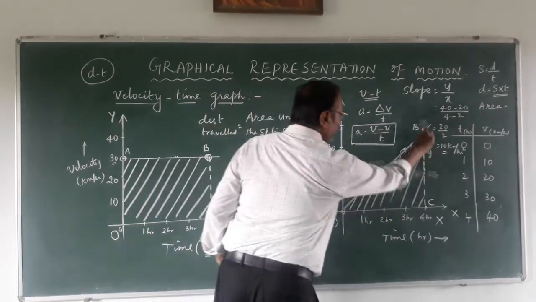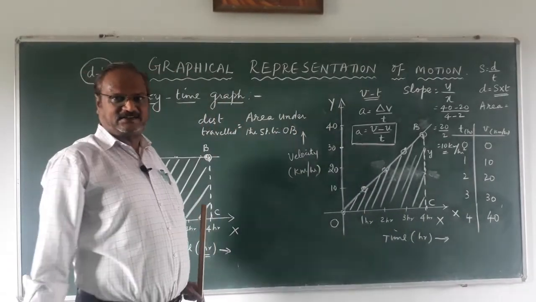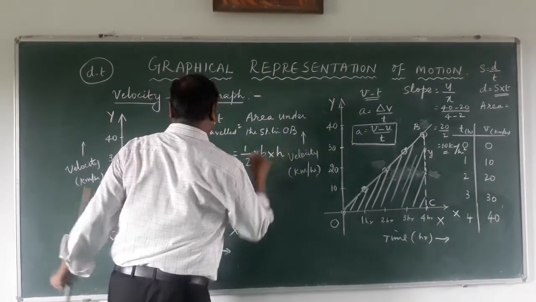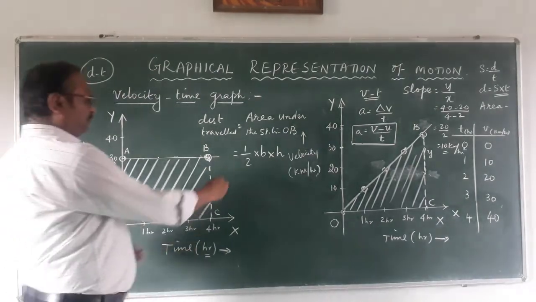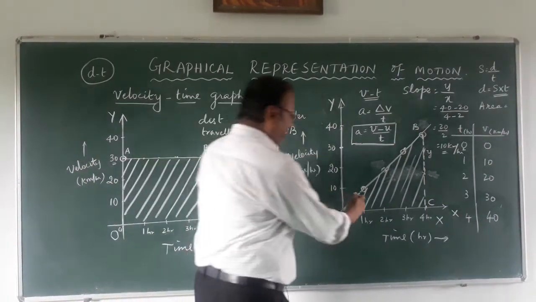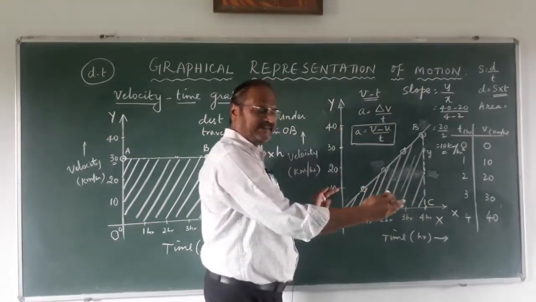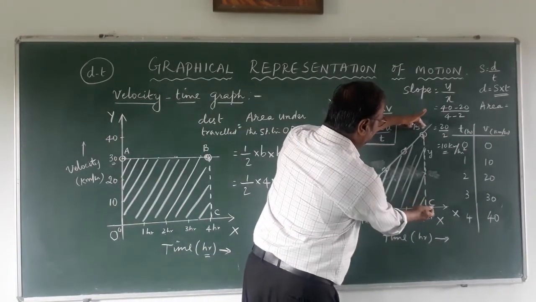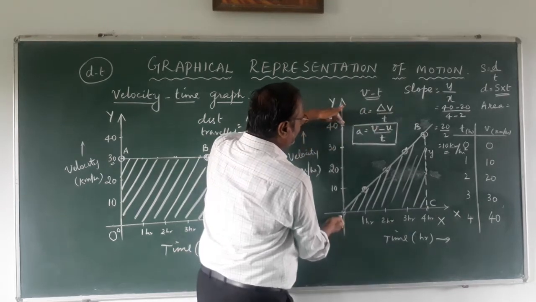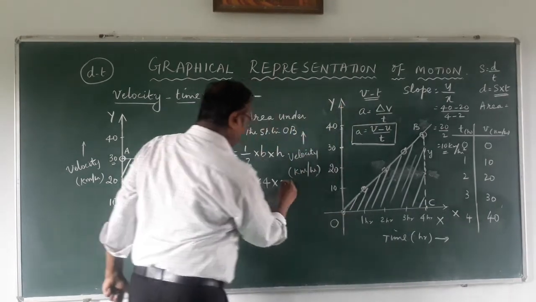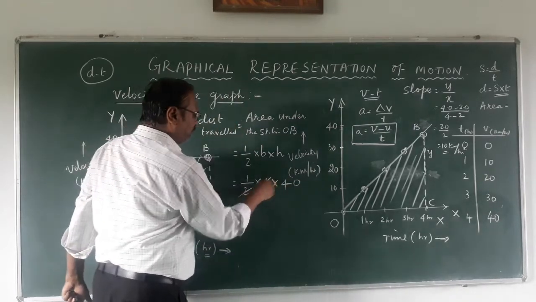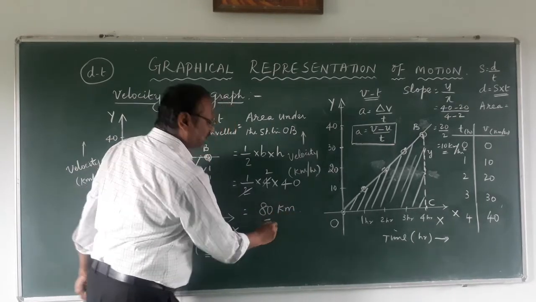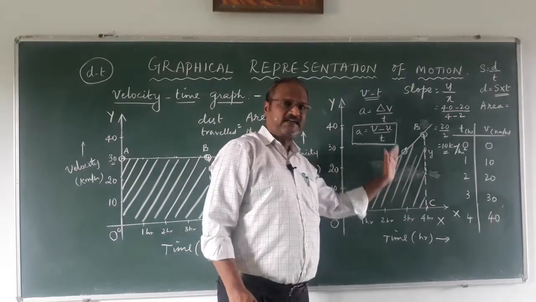Okay, now what is the shape you see here? It is a right-angled triangle. Okay, for a triangle, the area is half into B into H, half into breadth into height. That is half into, what is the breadth? OC, time axis. OC, that is 4 hour, multiplied by height of the triangle BC. C is 0, B is 40, so 40 minus 0, which is 40. So let us cancel 4 and this 2 times. So 80 kilometer is the distance traveled by the body, which we can calculate from this graph.